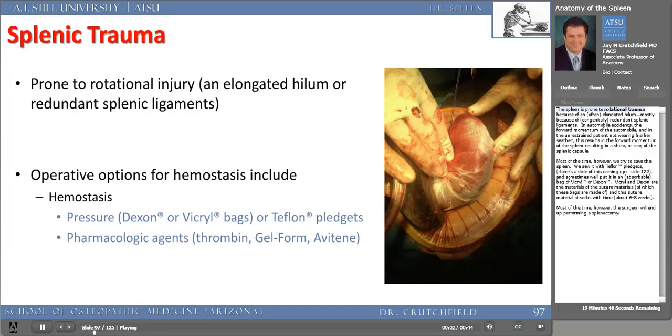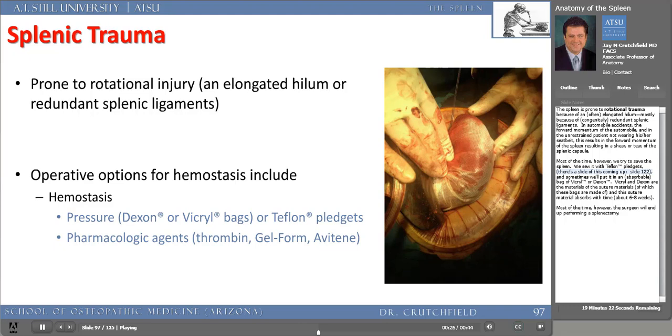The spleen is prone to rotational trauma because of an elongated hilum, mostly as a result of redundant splenic ligaments. In automobile accidents, the forward momentum of the automobile, and in a patient who's not wearing their seatbelt, also results in the forward momentum of the spleen, resulting in a shear or tear of the splenic capsule.